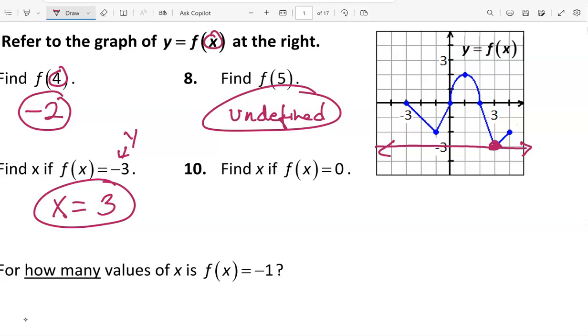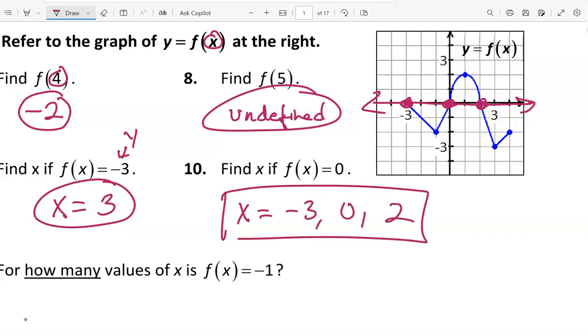In number 10, we're asked to find x if f of x is equal to 0. We can use a similar strategy for this, run a horizontal line with a y value of 0, and notice that it intersects the graph in 3 places. It intersects at x equals negative 3, 0, and 2.